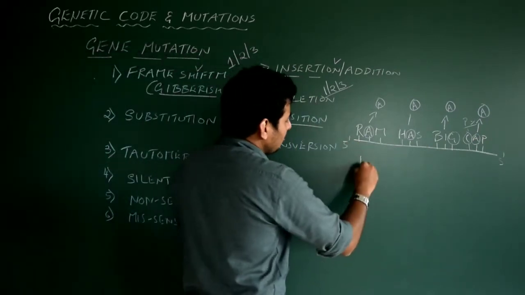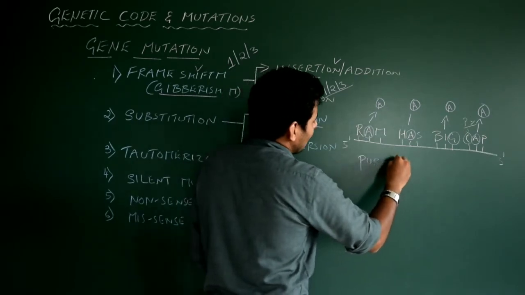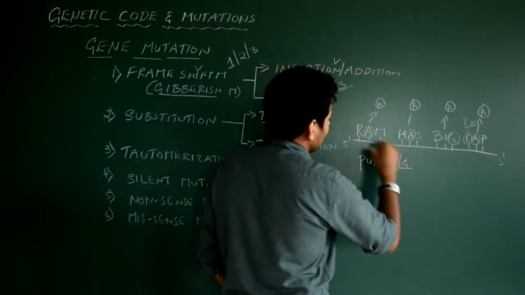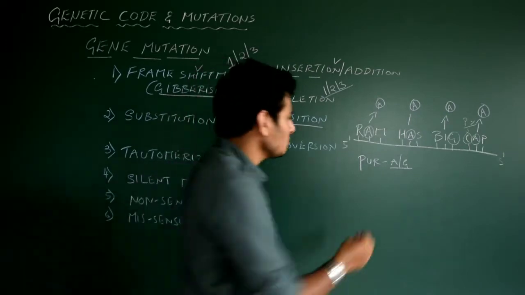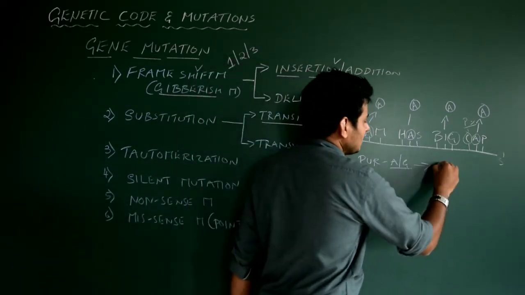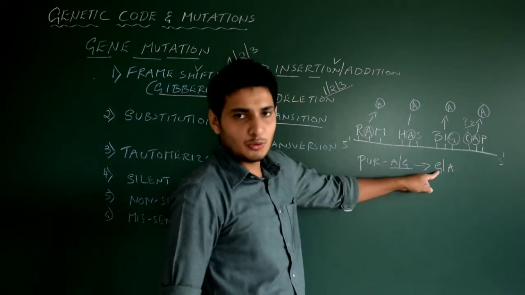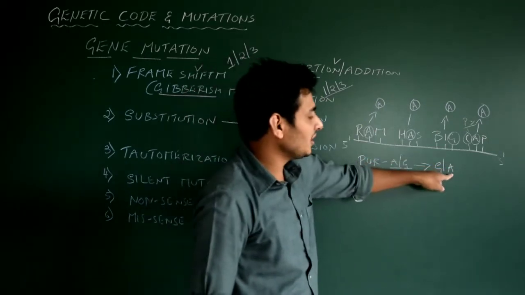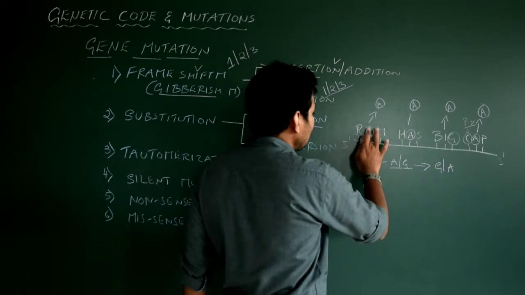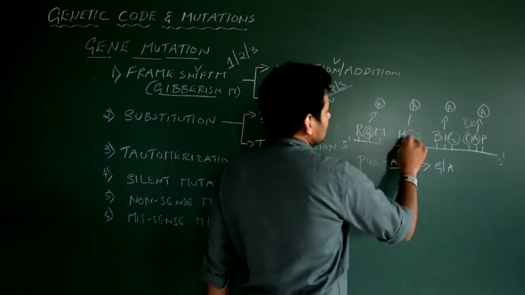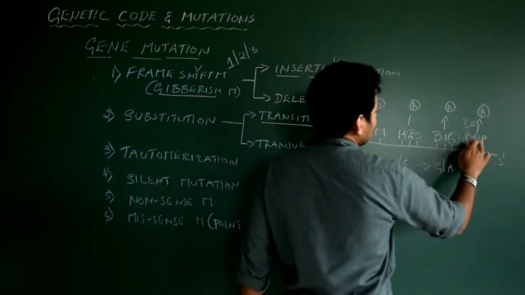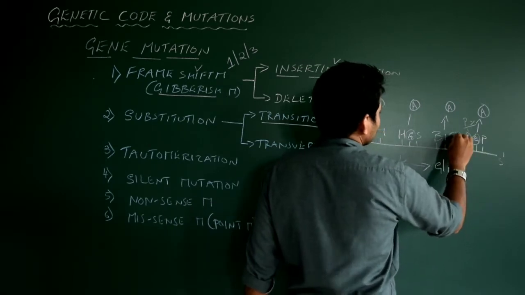Now, if the purine, it could be adenine or guanine, is replaced by another purine, that is guanine or adenine. Adenine is replaced by guanine, or guanine is replaced by adenine. That means here instead of A, I should write G. Here G. Here what should I write?